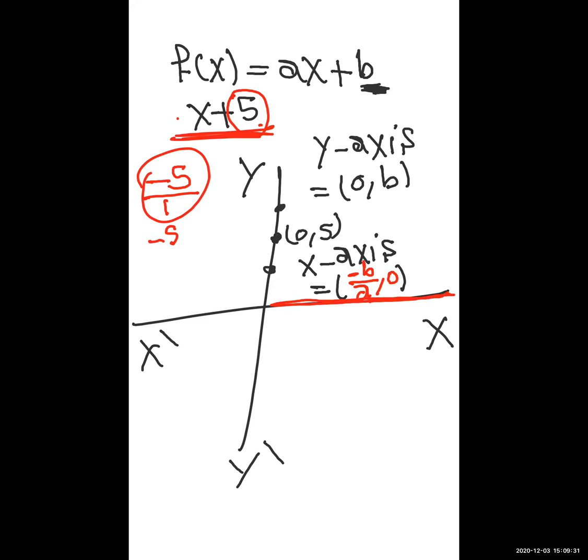Okay, so negative 5 and 0 means here. -5 and 0. Okay, guys, are we clear? So maybe it will be a straight line like this, passing through these 2 points, 0 and 5 and -5 and 0. It has to be like this.